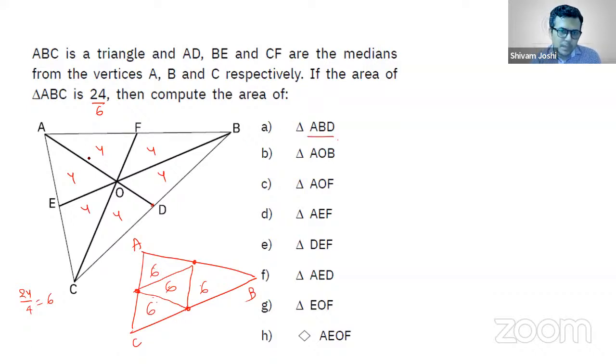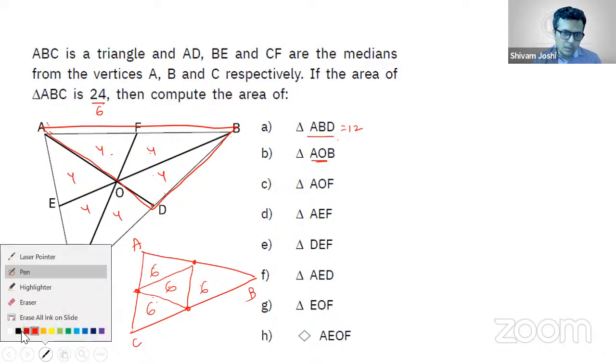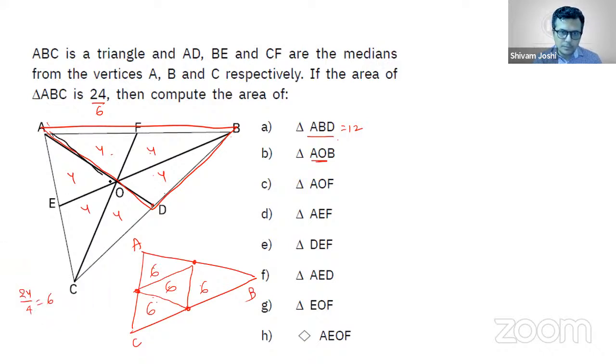ABD. Where is ABD? A, B, D. So ABD is nothing but this area, right? Which is 4 plus 4 plus 4. So the answer is 12. AOB. Can you see that AOB is this area, which is 4 plus 4? So that is equal to 8. How much is AOF? AOF is this much only, which is 4.